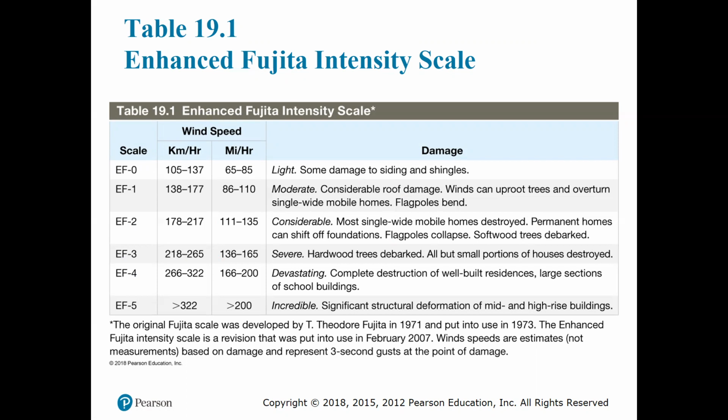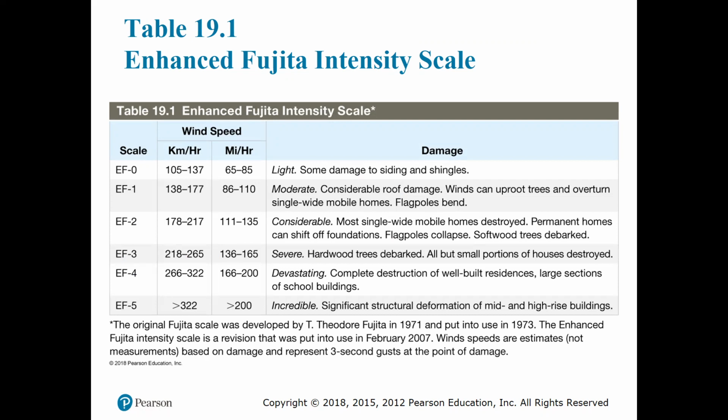The original scale was developed in 1971. The Enhanced Fujita scale was put into use in February 2007, and the wind speeds, of course, are estimates based on damage. We're not really able to measure the exact wind of a tornado. Really what we do is look at the damage. So an EF0 would be light damage. There's some damage to siding, some shingles, you may have some limbs down. Then EF1, a little bit more: uprooted trees, bent flagpoles. And then you can see we go up from there. And the strongest tornadoes are EF5 tornadoes.